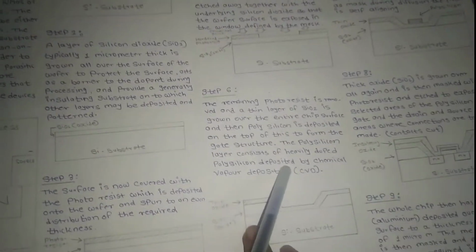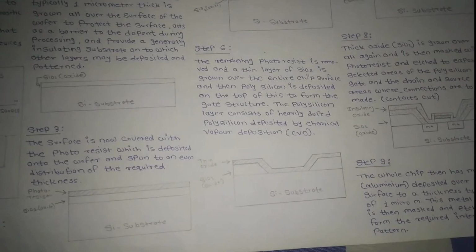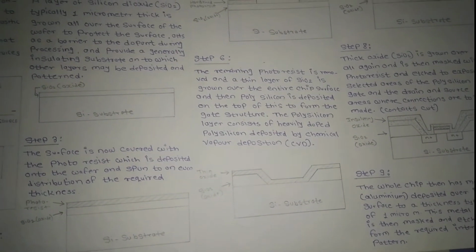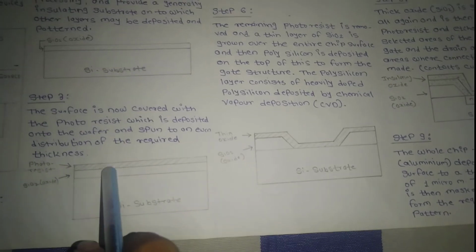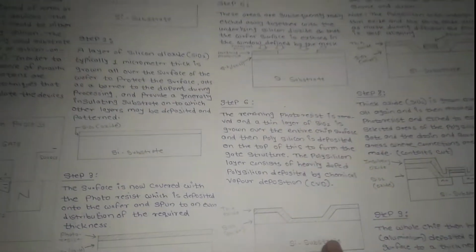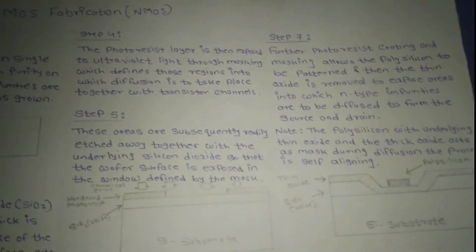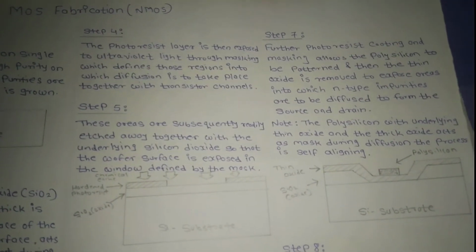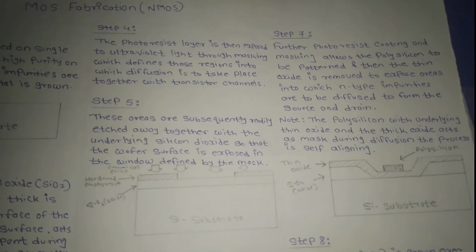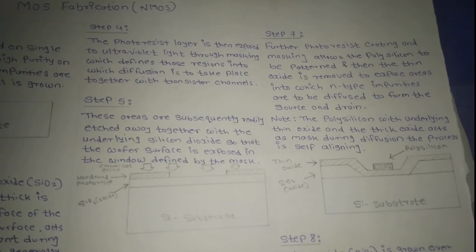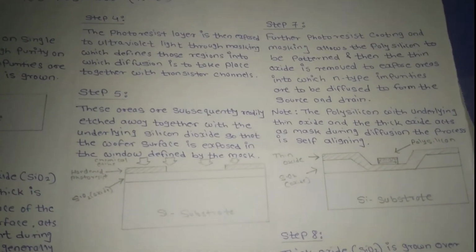In step 3, the surface is now covered with photoresist, which is deposited onto the wafer and spun to an even distribution of the required thickness. This is the photoresist which is deposited onto the wafer, and in the next step, the photoresist layer is then exposed to ultraviolet light through masking, which defines those regions into which diffusion is to take place together with transistor channels.